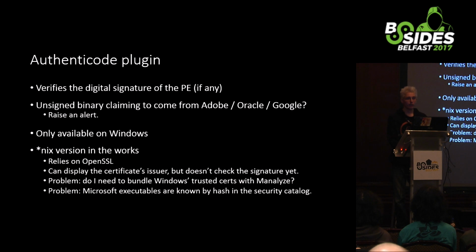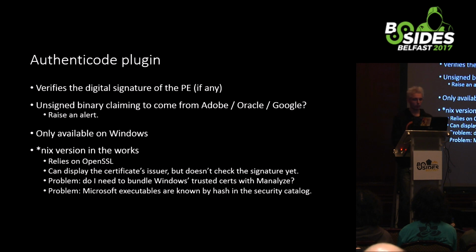If I ever find a binary that's claiming to come from Adobe, Oracle, or Google, and if it's not signed, then immediately I can raise an alert and say, okay, wait a second, this is supposed to come from a well-known publisher, but there is no digital signature. What's up with that?